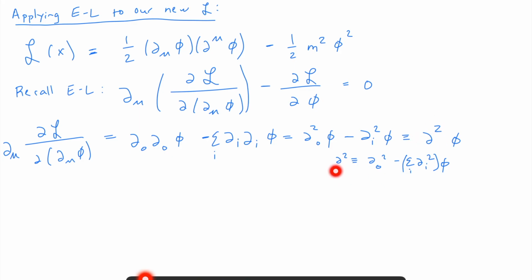It means that it's an operator that I just write d0 squared, the second derivative with respect to time, minus this sum, which is sometimes written like this, di squared. And then this phi should not be there. Sorry, it should not be there.